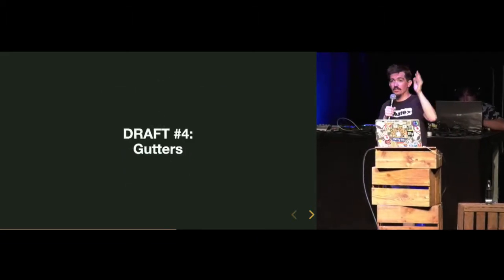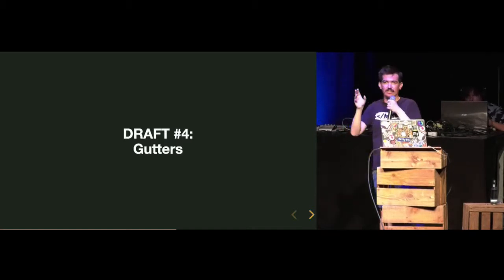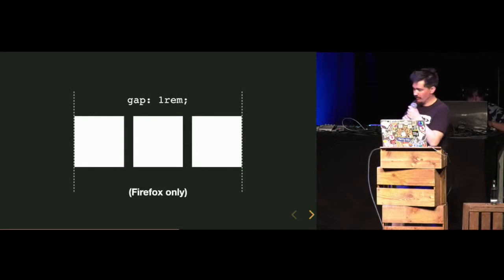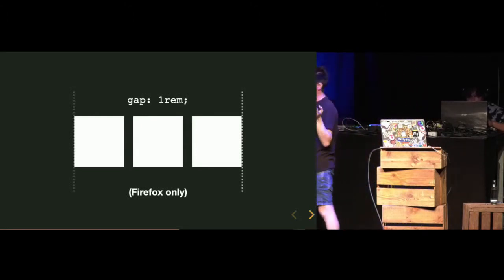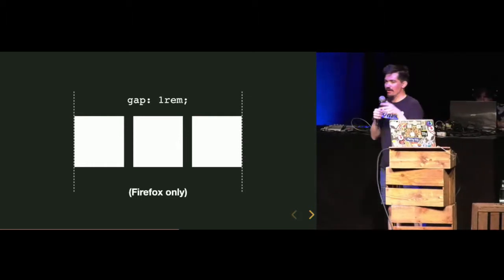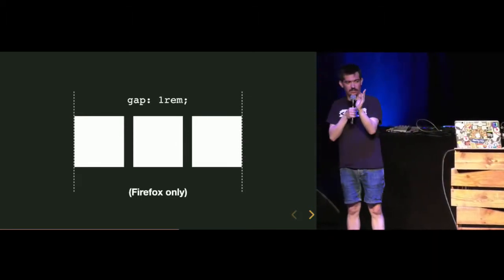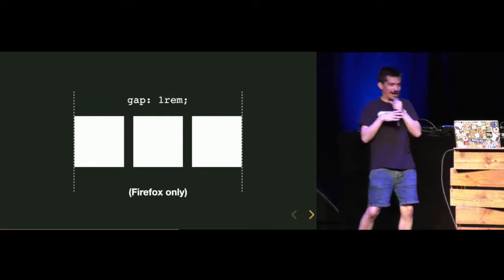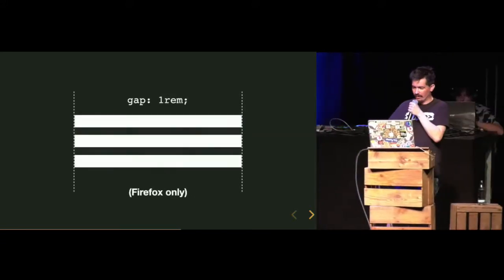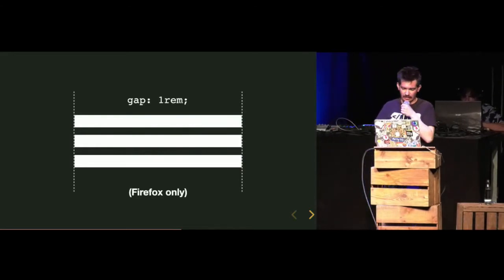Draft 4, gutters. So in the diagrams, it looks like I've got margin in there, but that's just so you can actually see that they're individual elements. Actually, doing gutters is kind of tricky. Firefox supports something called gap. You may be aware of grid gap when you're using CSS grid, and what's cool about it is it just puts space between elements, irrespective of what configuration they're in, so that's kind of handy.